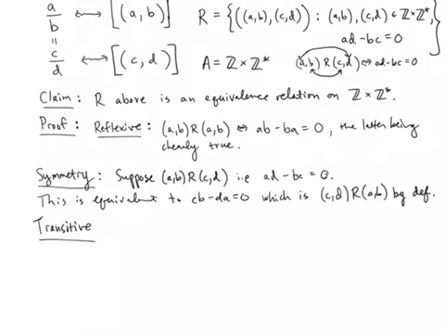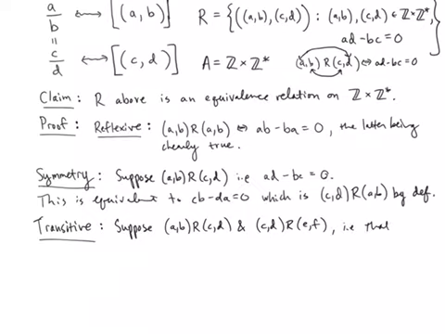The last thing to prove is transitivity. And so we start by supposing that one pair is related to a second, and then that second is related to a third. And we have to establish that the first and the third are related. So using AB, CD, and EF, we are assuming that AD minus BC equals 0, and that CF minus DE equals 0.